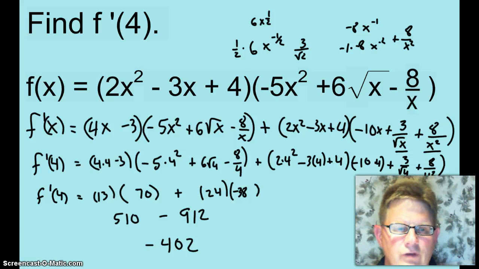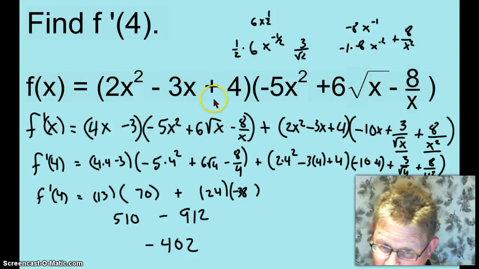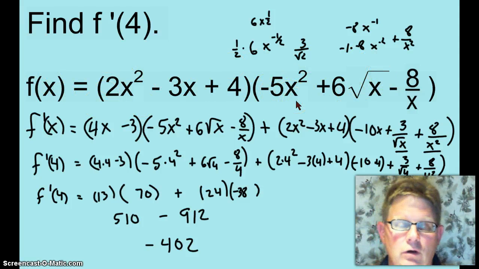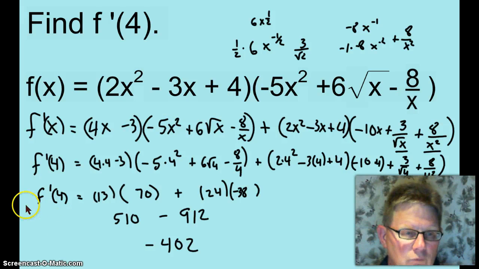And there are the results. f prime of 4 is negative 402. So the slope of this function right here at 4 is negative 402. That is quite a steep slope, negative direction. Alright, let's move on to the quotient rule. Ready? Here it comes.